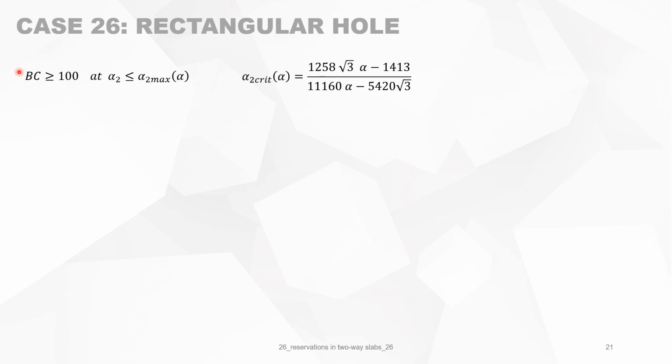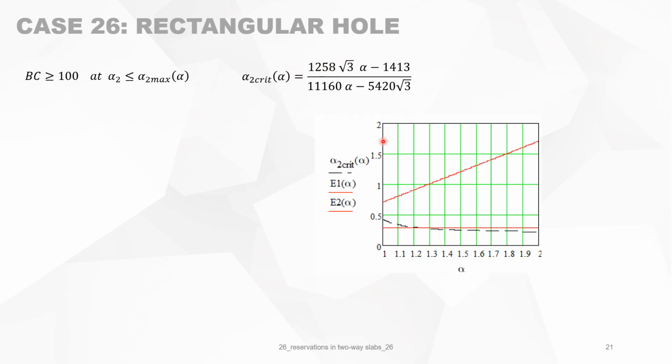Well, BC is bigger than 100 on the condition that alpha 2 is smaller than alpha 2 max. And you can easily calculate with the formulas alpha 2 max by making the bearing capacity equal to 100, and you solve it for alpha 2, and we call it alpha 2 critical. And then you have this equation. It's of course an equation of alpha. Now you can make a graph on the y-axis alpha 2 critical, and on the x-axis you have alpha. But we know that alpha 2 has a limitation, which is also a function of alpha.